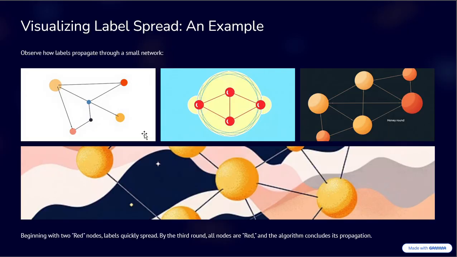So, as for visualizing the label spread, let's take an example here. Imagine six nodes in a graph. At the start, only two nodes are labeled red. In the first round, their neighbors become red, and in the next round, even more nodes change to red. By the third round, all the nodes change to red, and the algorithm stops. So you can see how quickly labels can spread across the graph.